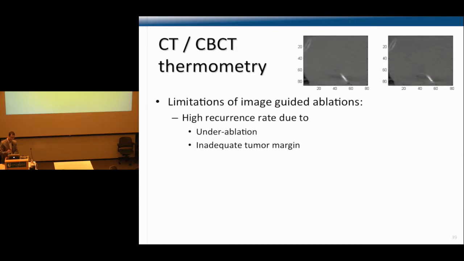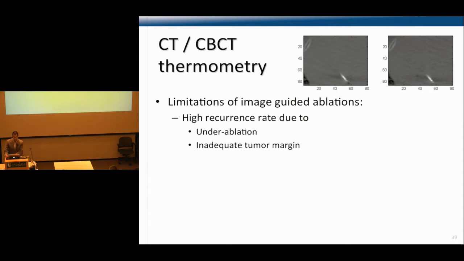The last phase I wanted to talk about is really the monitoring part. So once we're at the target, the interventional radiologist proceeds to the ablation. The limitation of image-guided ablation is that there's a high recurrence due to either underablation or inadequate tumor margins. That means there's not the appropriate heat applied to actually cause necrosis for a specific tumor. Obviously, each patient is different, so the amount of heat that has to be generated will fluctuate from one patient to the other.